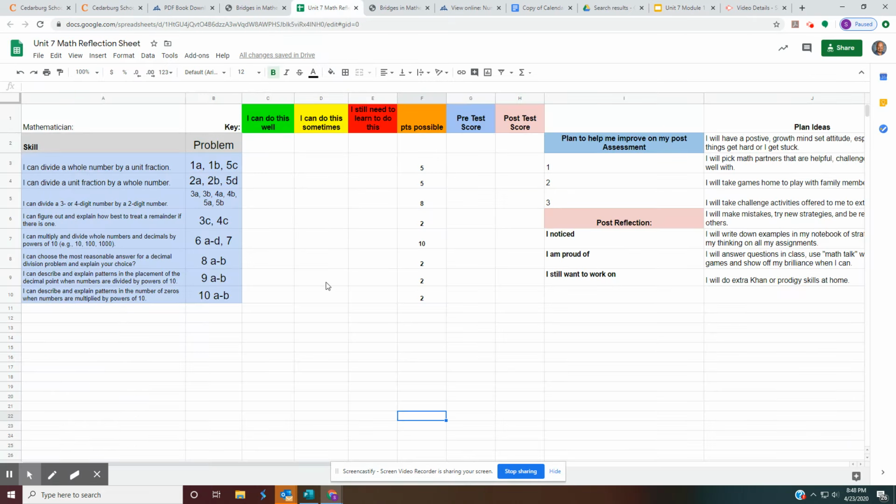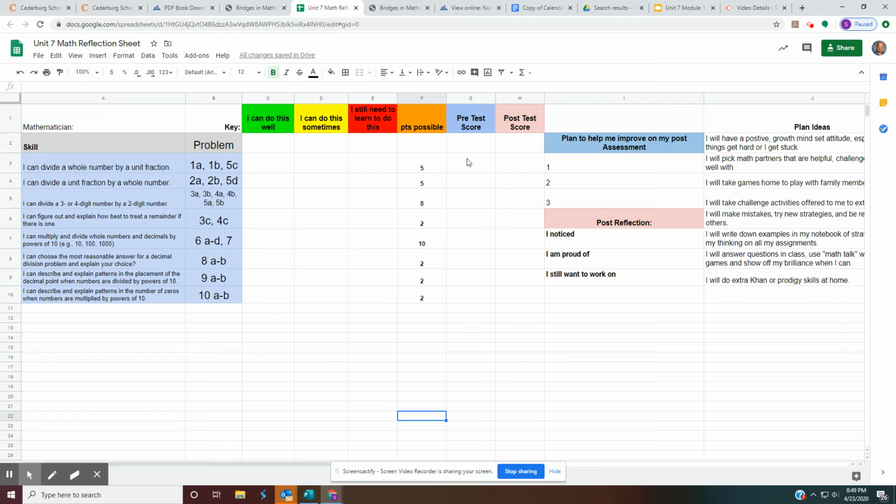All right, so at first, I want you to look at our math reflection sheet and remember, this is how we kind of judge whether or not we need some more work on some things. Maybe I can do things okay, or I can do this pretty well. Normally, I could do things pretty well if you get a majority of the questions right. If you get somewhere around half the amount of the points available, you could do it sometimes. And if you get less than half, you still need to learn how to do this, especially if you get them all wrong. Okay, here are the points possible.